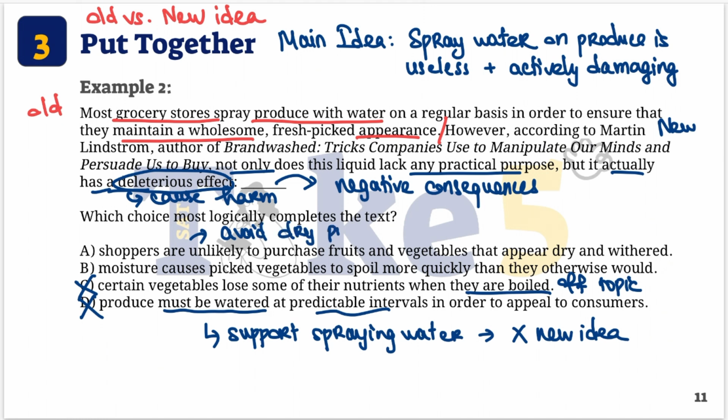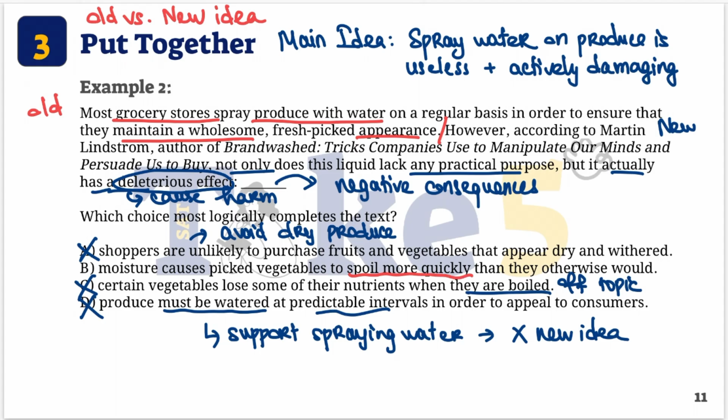This is about consumer psychology, not about any harmful effect of the water itself. And it's also more consistent with the old idea, justifying why stores spray water than the new one. So it also contradicts the main idea, so it must be gone. Why is B correct? B says moisture causes picked vegetables to spoil faster.